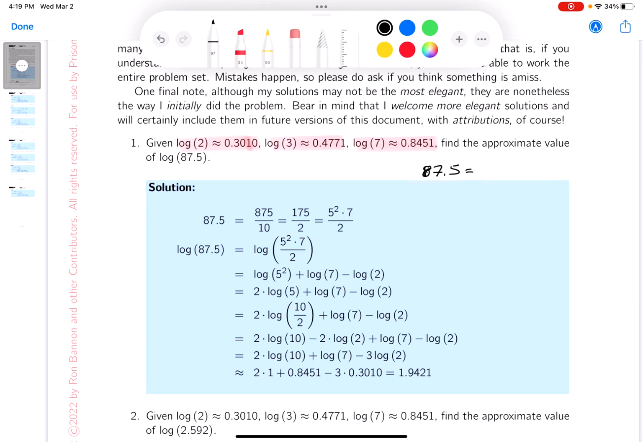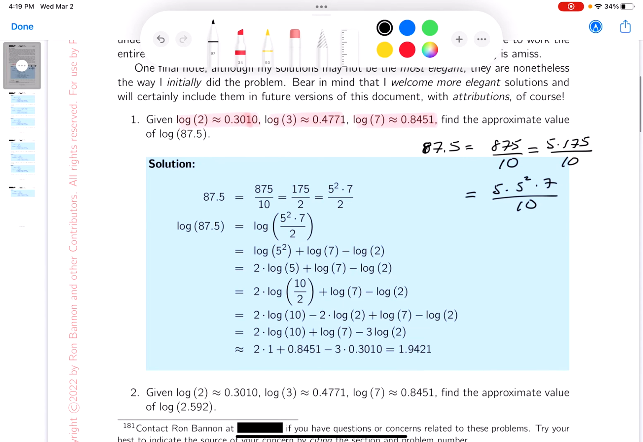So the first thing I do is I'd write down 875 over 10. And 875 is actually 5 times 175 over 10. I'm going to keep rewriting it. And it's going to be 5 times, 25 times 7. So 5 squared times 7 over 10. Unfortunately, I don't know the log of 5. So what I need to do is multiply top and bottom by 2 cubed.